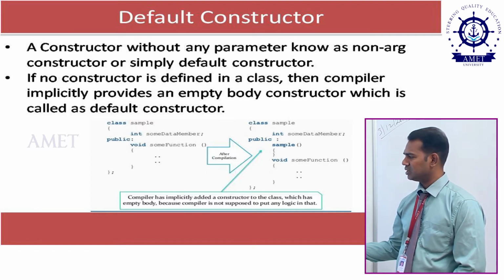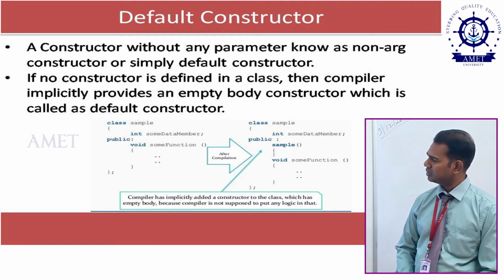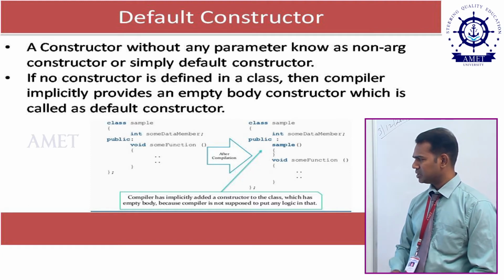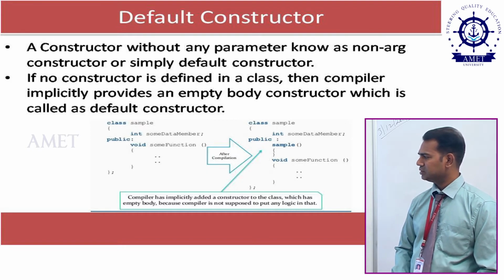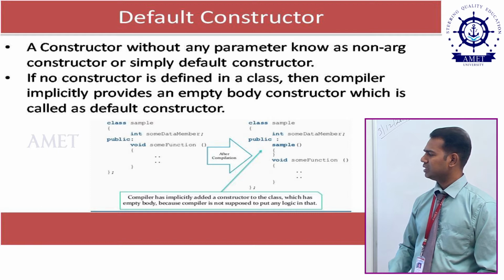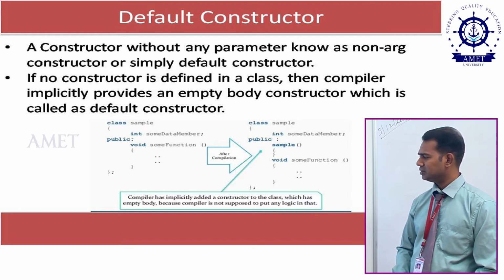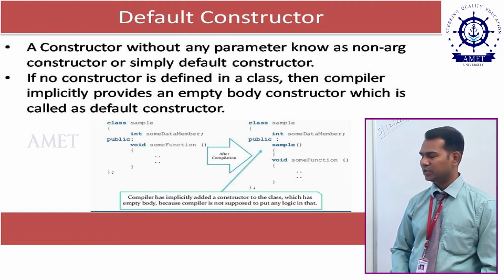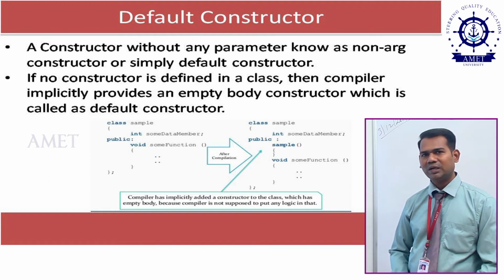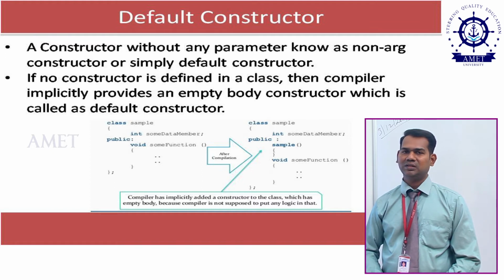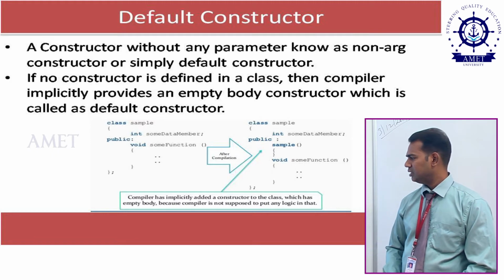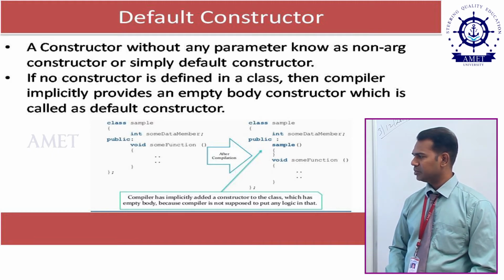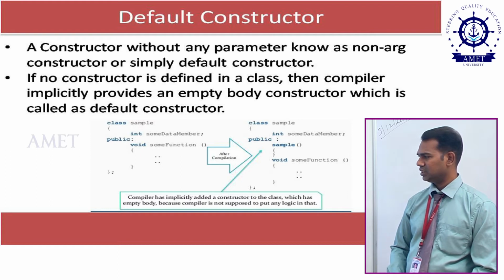The compiler gives a translation. On this side we have a class Sample, followed by the int data member. It is the same as before the compilation. And suddenly we have a constructor called Sample, and it is empty. The argument is empty and the body is also empty. How does it come? The compiler defines this Sample default constructor implicitly, followed by the same member function, void sum function. It is not changed.